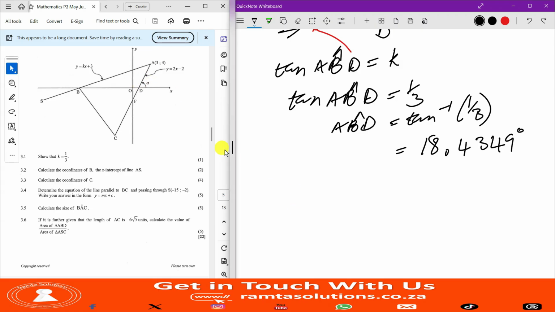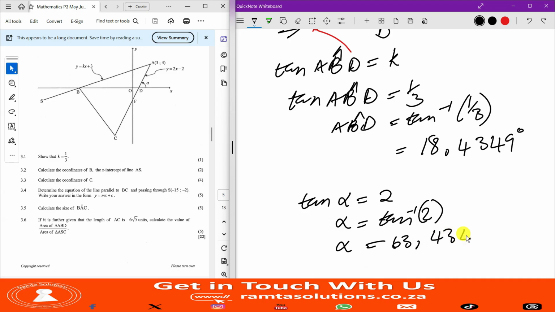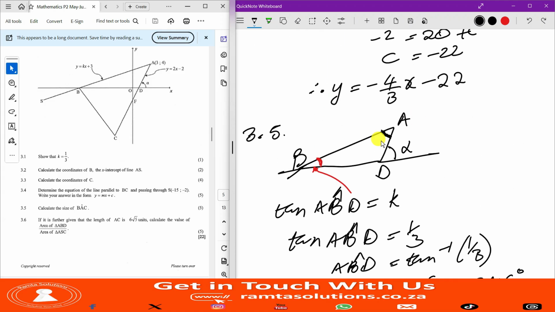Now we need to find this angle here. It is an angle of inclination. We will then use tan, because it's giving us alpha. What is the gradient? The gradient is 2. So alpha equals tan inverse of 2. Let's see what we get. Alpha equals 63.4349 degrees.